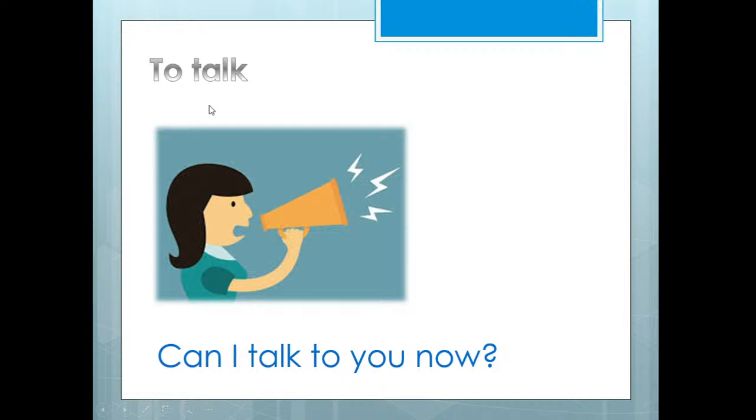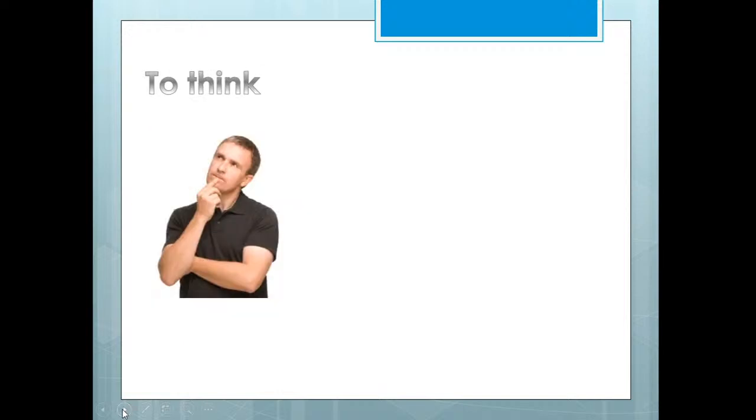To talk. Listen, repeat with me. To talk. We use this verb like this. Can I talk to you now? Can I talk to you now? To think. This guy is thinking right now. To think. You got it? Yes or no? I hope so.